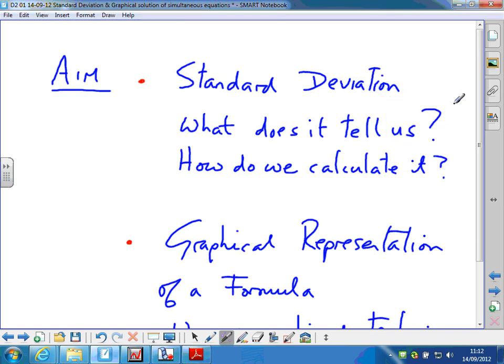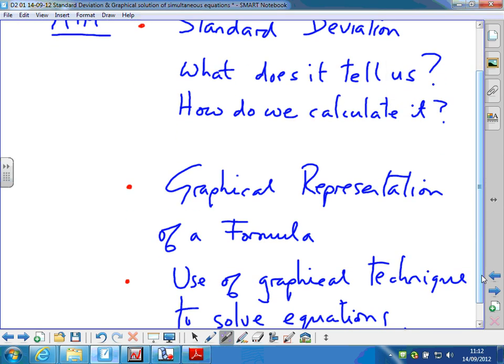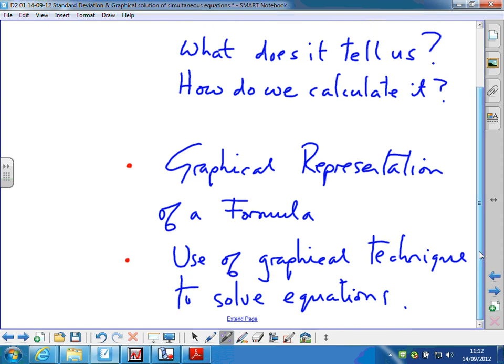If we think back to our aims, we've looked at the standard deviation idea. Now I want to think a little more about these two, particularly that graphical representation of a formula and using that to solve simultaneous equations. It may be that we don't get to this last aim or we only just touch on it. Next week we'll focus on that in much more detail.